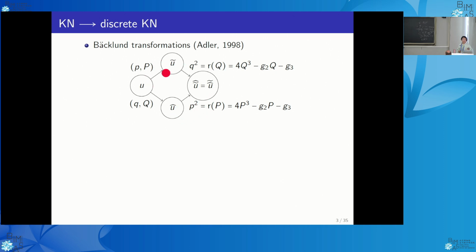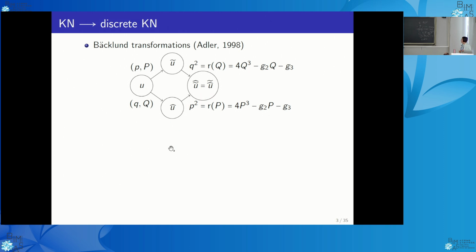And from the solution u tilde, we also use the Backlund transformation, but with another Backlund parameter Q, to get another solution we call u tilde hat. Similarly, if we follow this path, from u we can get u hat and u hat tilde. It can be proved that u tilde hat is equal to u hat tilde, which is the permutability property of the Backlund transformation.